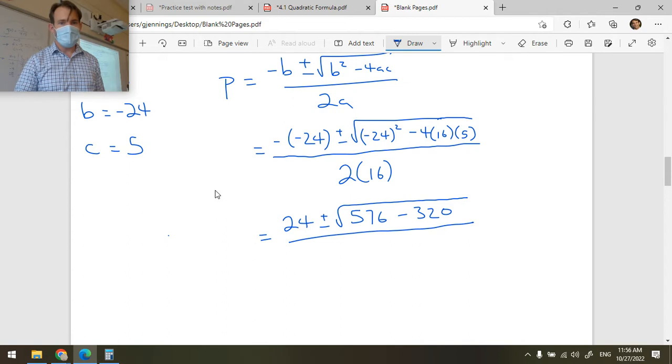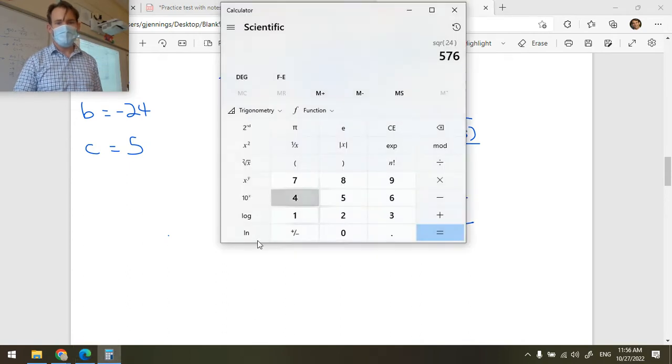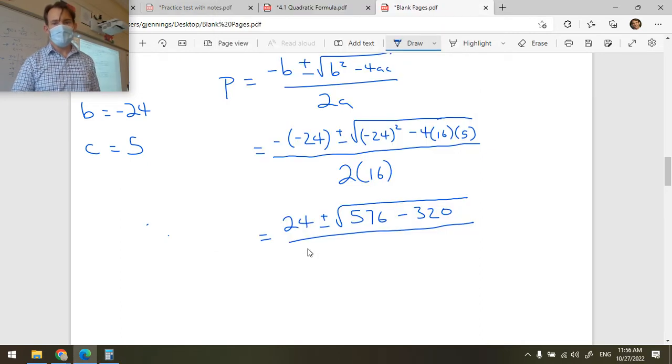Okay. And then check your mental math with a calculator. 4 times 5 times 16 equals 320, but it's negative. Good. So that's all true. 2 times 16 is 32. And why do I do the mental math and then check it with a calculator? I like the exercise. So do it in a way that gives you exercise. All right. Next, 576 minus 320 is 256.